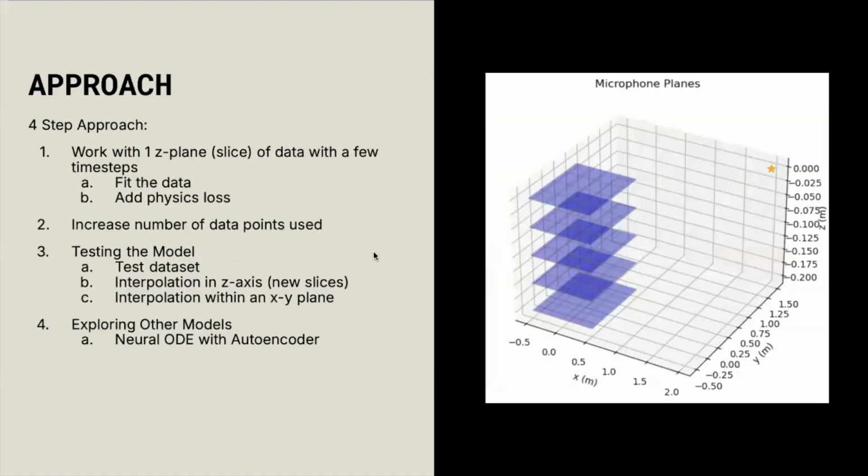So with the model in place and our data in place, our approach to making this all work included 4 steps. The first one was to start with a small data set with just a few time steps. For this, we just used the bottom plane of these 5 planes, and our goal was to first fit the data, then add the physics loss. And once both of those were working, we would then increase the number of data points used until we were using the whole set. Then we created a test data set to test the model. And lastly, we explored other models such as a neural ODE with an autoencoder and compared results with that.